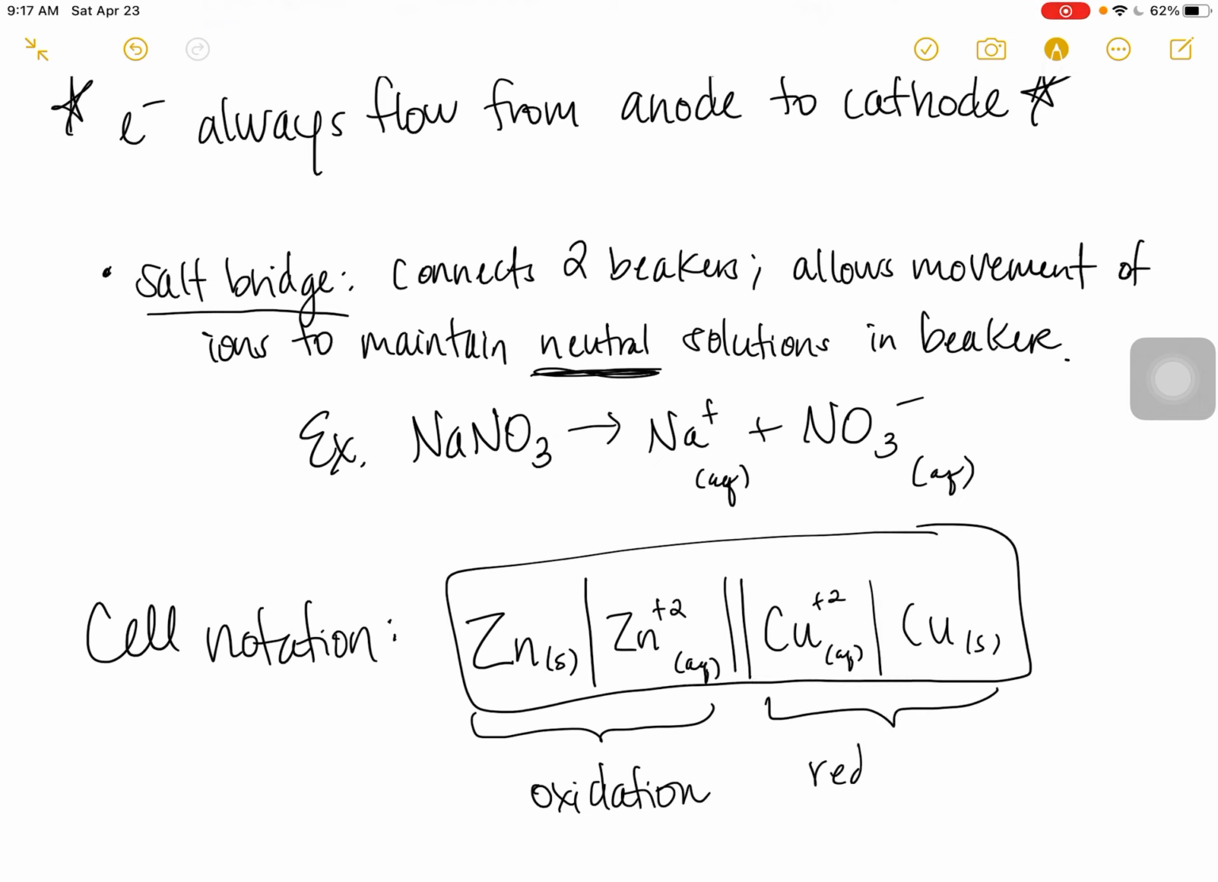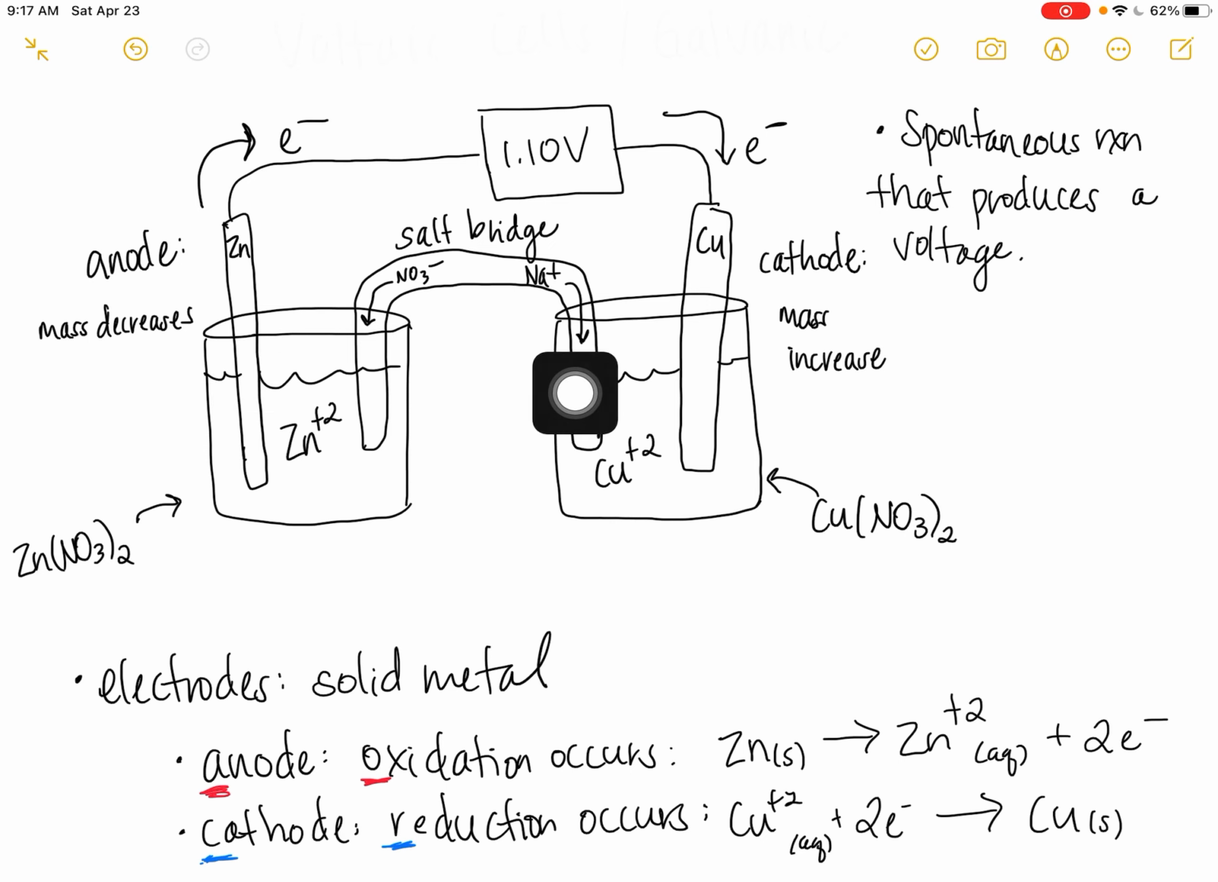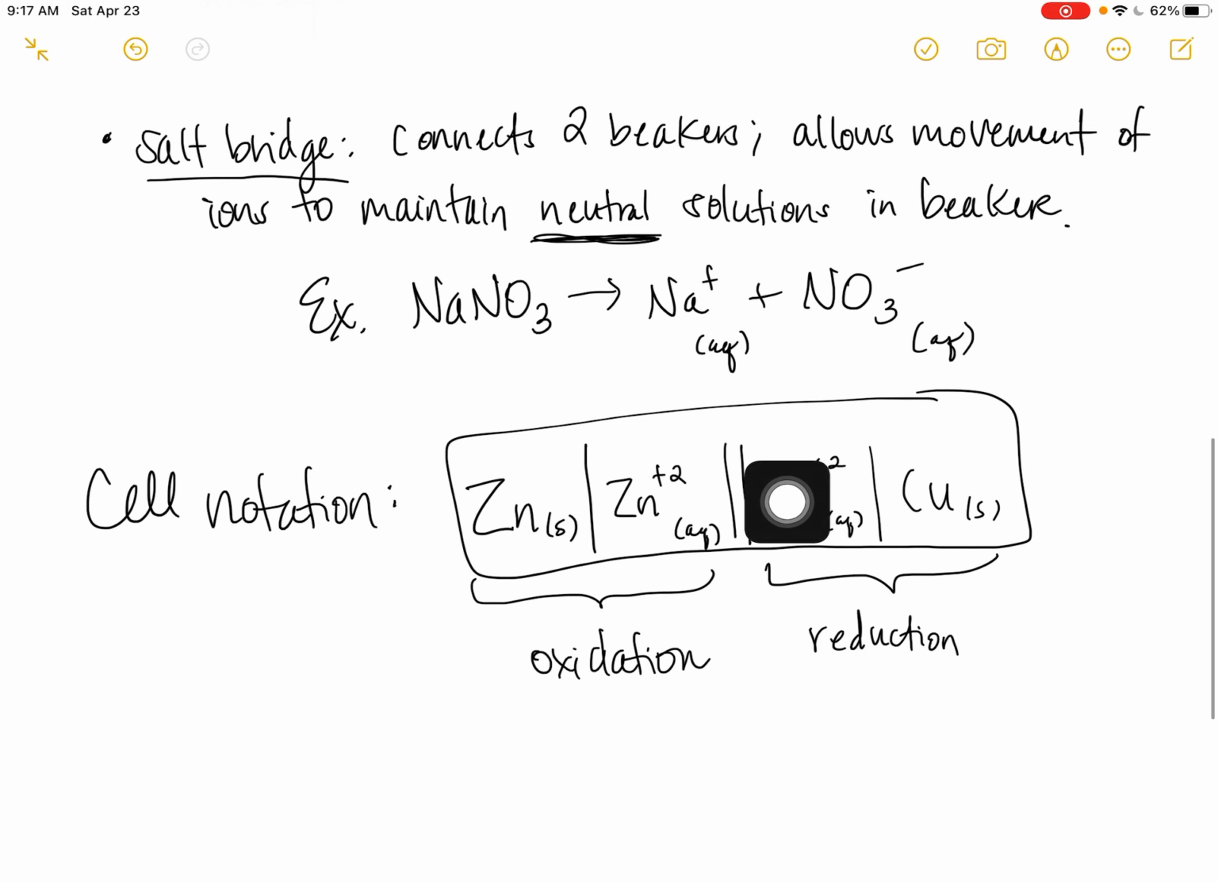So if you ever see this, it's just kind of like a shorthand. Oops, I should label this. This is the reduction. It's kind of a shorthand to represent this whole picture. Okay, this whole picture can be summarized with this as a cell notation, showing you that this is the oxidation half reaction that's occurring. This is the reduction half reaction that's occurring.